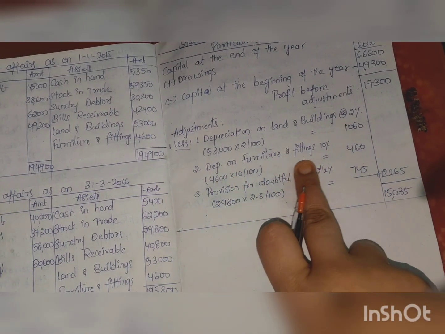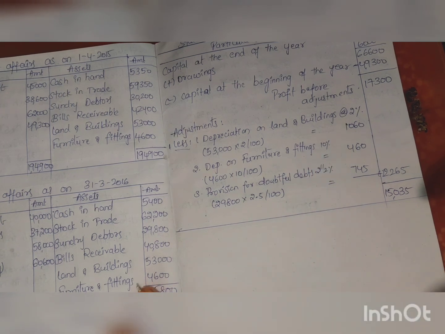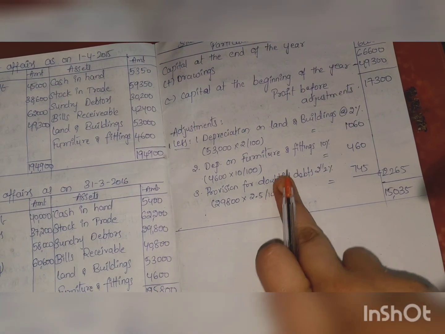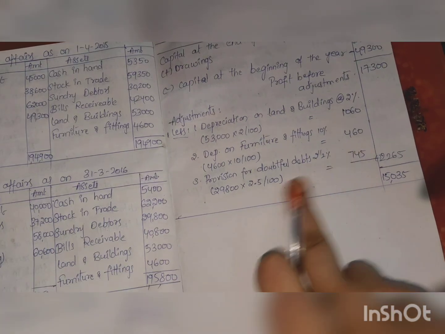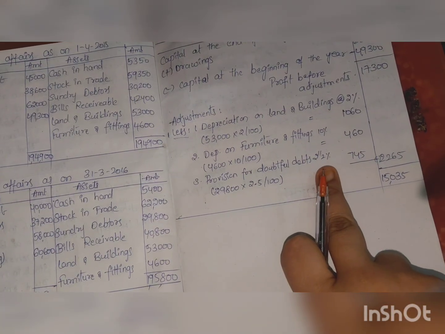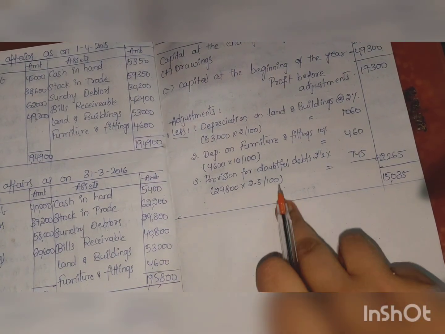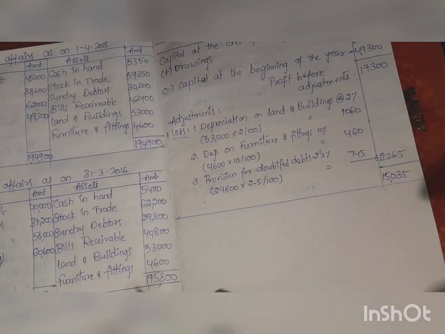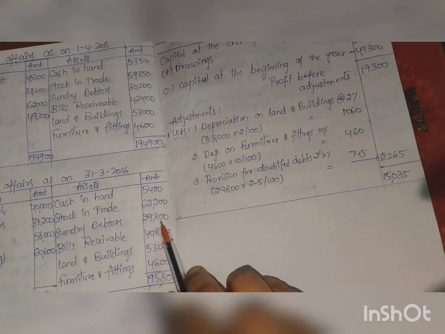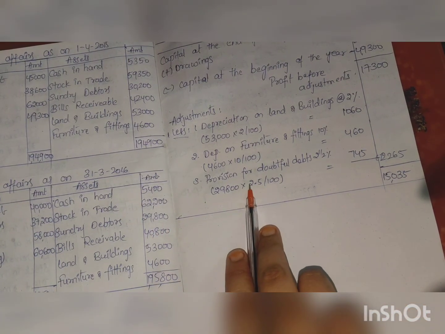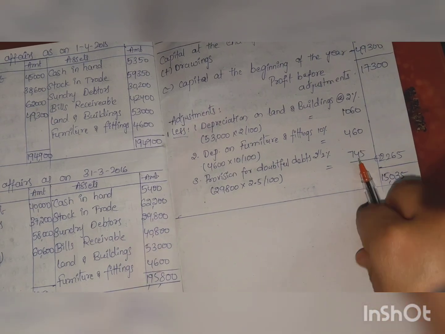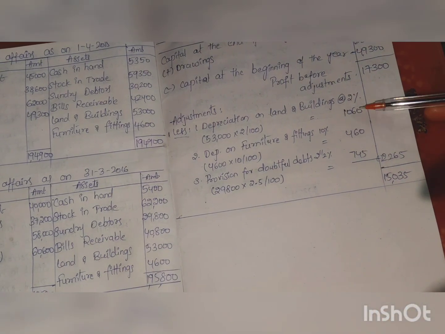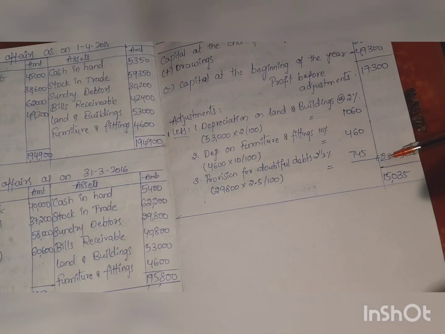And depreciation on furniture and fittings 10%. So furniture and fittings is 4,600. 4,600 into 10%, 460. And provision on doubtful debts 2.5%, we have to take. So sundry debtors are 29,800. 29,800 into 2.5 divided by 100, you will get 745. When we add all three amounts, you will get 2,265.